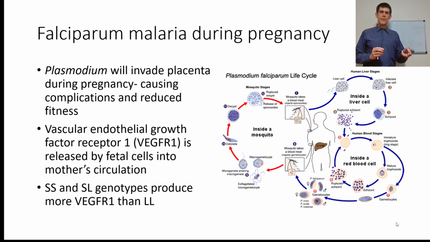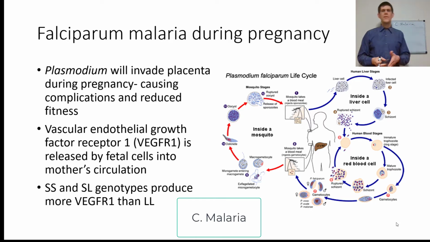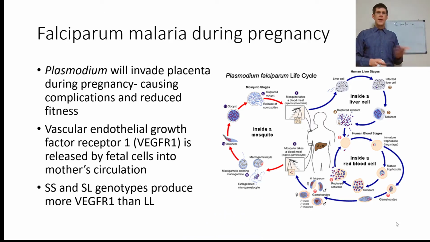All right, let's look at an example here. This is the example of malaria during pregnancy. So we've heard of the example of malaria in sickle cell anemia before, but here is during pregnancy. Plasmodium will invade the placenta during pregnancy, which causes complications and reduces fitness of the mother. The vascular endothelial growth factor receptor 1, VEGFR1, is released by fetal cells into the mother's circulation. So the natural selection here will be on the fetus. And the SS, which is short, and the heterozygote genotypes produce more VEGFR1 than the two longs, the homozygous phenotypes. So we would expect to see more VEGFR, meaning less Plasmodium.